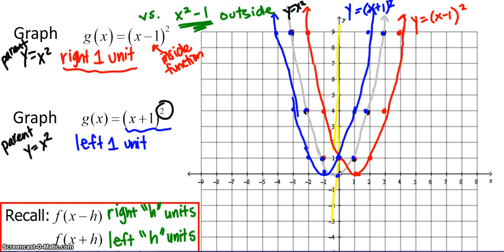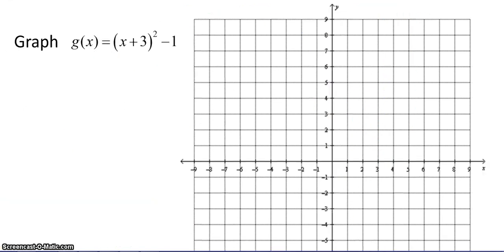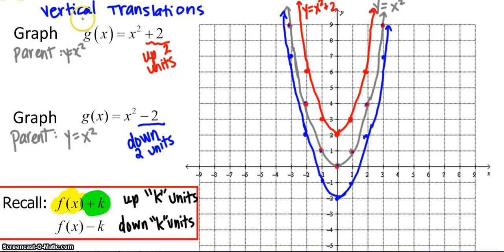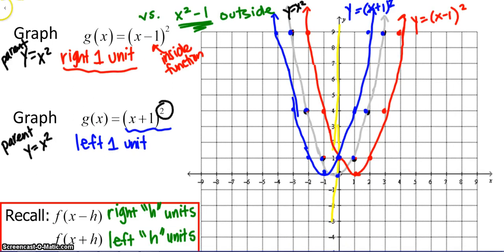So I have a little bit more time. I think I can do one more graph. And I'm going to do a graph where I combine translations. The first type of translation was called a vertical translation. It went up and down. The second one was called a horizontal translation because it went, that's right, you guessed it, left and right.